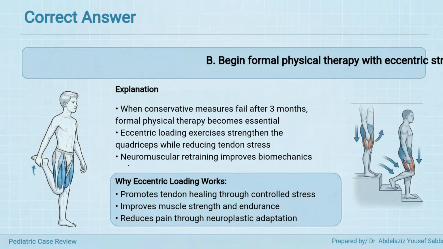The mechanism of benefit includes promoting tendon healing through controlled mechanical stress, improving muscle strength and endurance, and reducing pain through neuroplastic adaptation. Neuromuscular retraining also improves lower limb biomechanics, reducing excessive traction forces on the tibial tubercle and helping to prevent recurrence. Oral corticosteroids are not indicated and may impair tissue healing. Surgery is reserved for rare cases with persistent ossicles in skeletally mature patients.